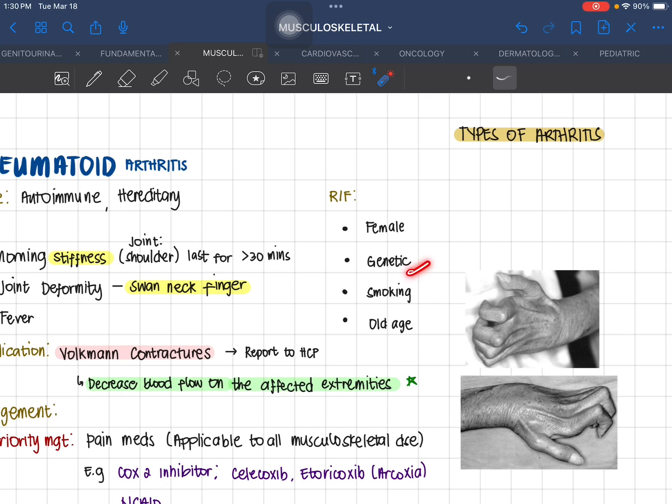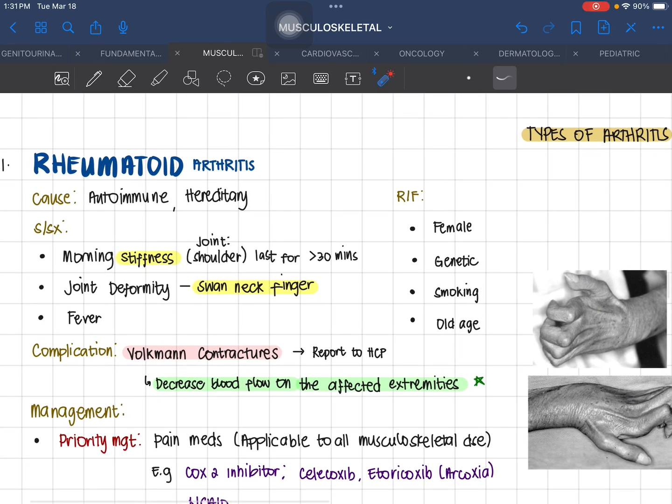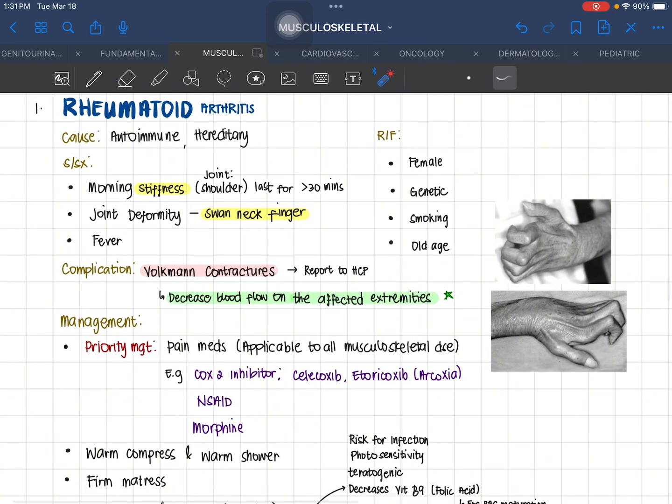At risk ka din, of course, kapag meron sa pamilya nyo kasi nga hereditary to, so genetic. Another is kapag mahilig ka mag-smoke. And lastly, old age. Kaya mapapansin nyo, merong mga patient na old age, kadalas sa kanila may ganito sila. Ulitin natin, ang risk factors ng rheumatoid arthritis, of course, old age, genetic, kasi hereditary nga siya, smoking, and also kapag ikaw ay babae. So, common ang rheumatoid arthritis sa mga babae.